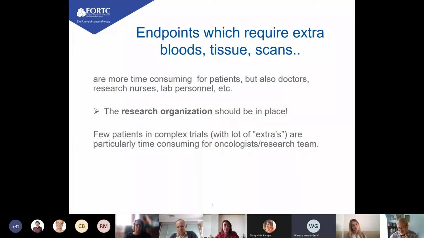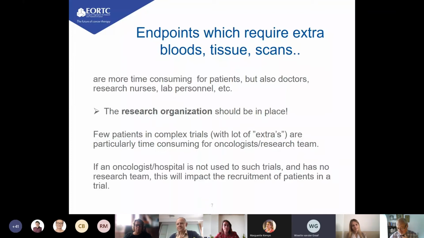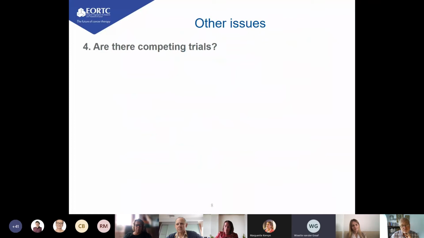So if you have a lack of research nurses because they are on maternity leave or whatever, then you have to consider, can I do this trial with all these extras the next coming time? And if an oncologist or a hospital or a research team is not used to such trials and doesn't have the people, it will impact the recruitment of patients in such a trial.